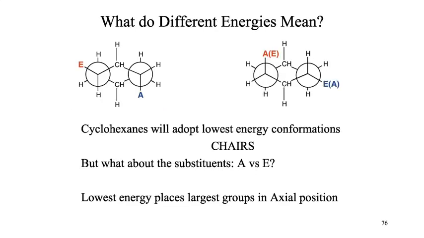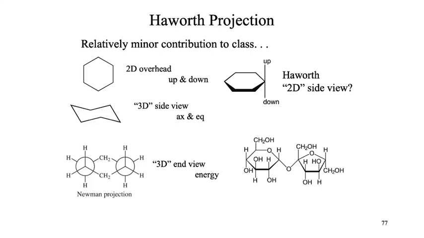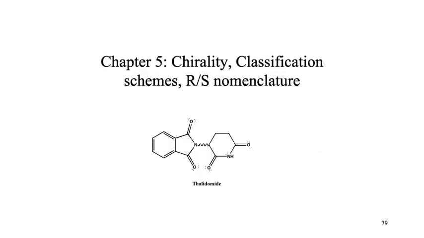So there was all that. We summarized all that, so we're going to move through. Haworth was the side view we talked about, which really gets us to Chapter 5.